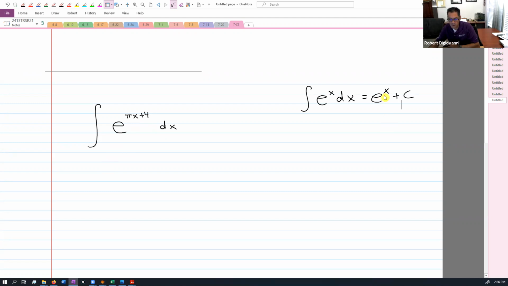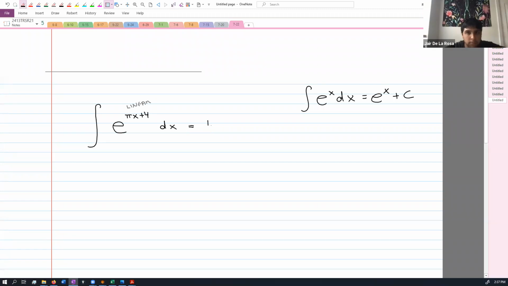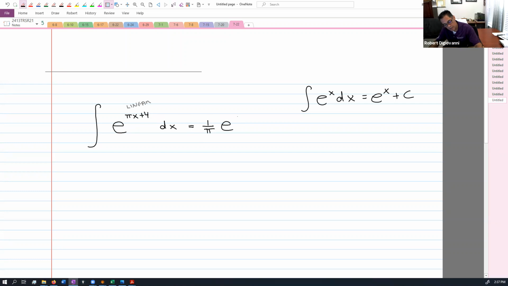Why? Because the derivative of e to the x is e to the x. But what I'm saying is, if we do e to a linear, that's linear up there again, then what are we going to have to scale by? What are we going to need out front? The 1 over pi again. And then just the antiderivative of this, which is e to the pi x plus 4, plus C.